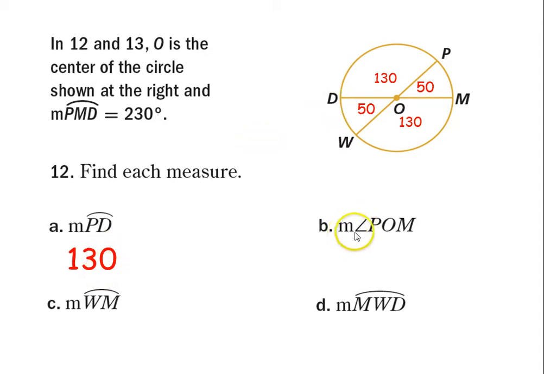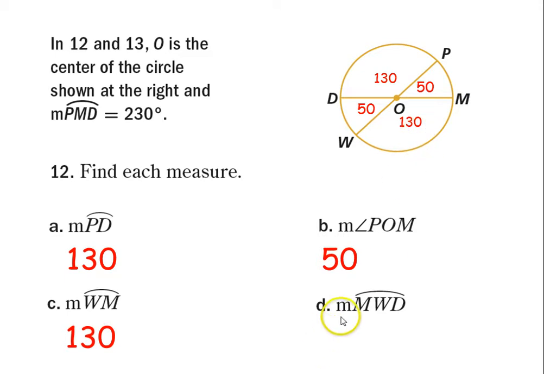Then we're looking for the measure of angle POM. Here's P to O to M. From P to O to M, the angle that I'm forming there is that 50-degree angle. So the measure of angle POM is 50 degrees. We have that right there. The measure of arc length WM, so going from W straight to M, not through any other points. From W to M, that's this arc length right here, and we can see that that is 130 degrees.